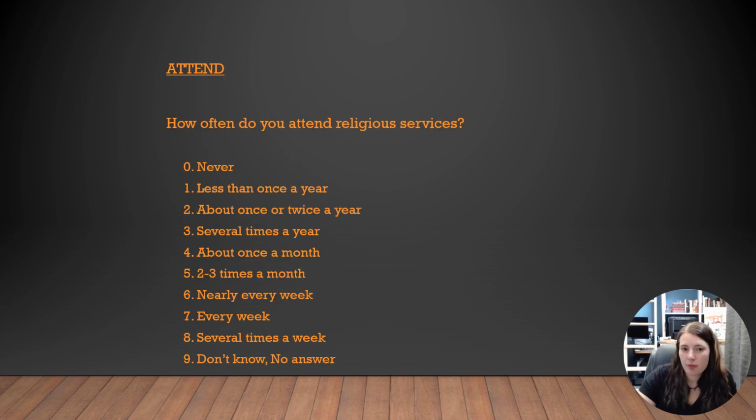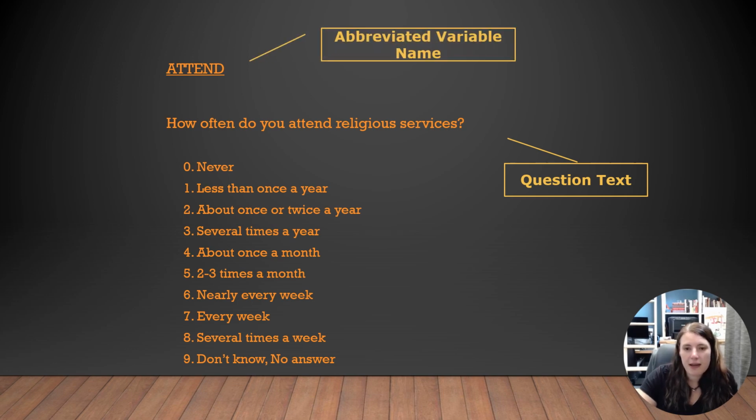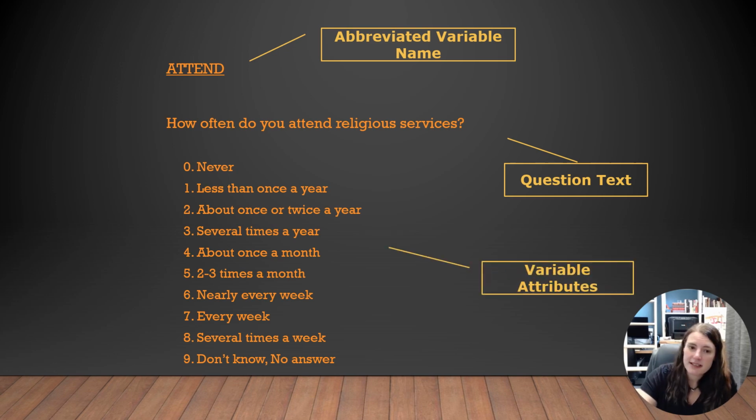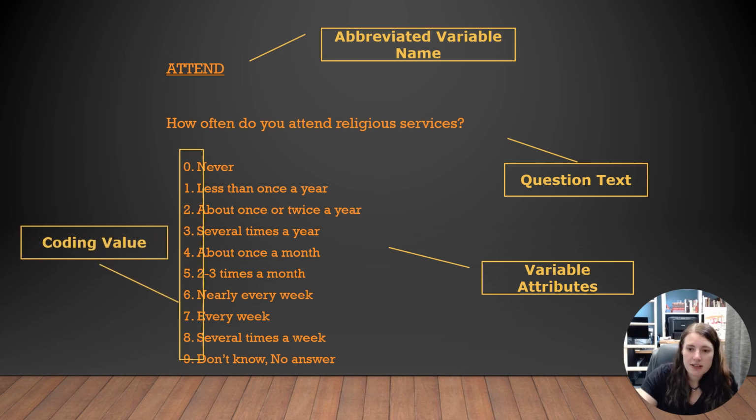Here's an example of a codebook entry. The question that the respondent answered was, how often do you attend religious services? That is the question text. The short variable name given to this question was attend. This would fit easily at the top of a column and lets the reader understand what the variable is about. The options provided to the respondent are listed here, ranging from never to several times a week. Each option is given a unique numerical code starting at 0 and ending at 9. And number 9 indicates a response of don't know or no answer, which is our missing data option.